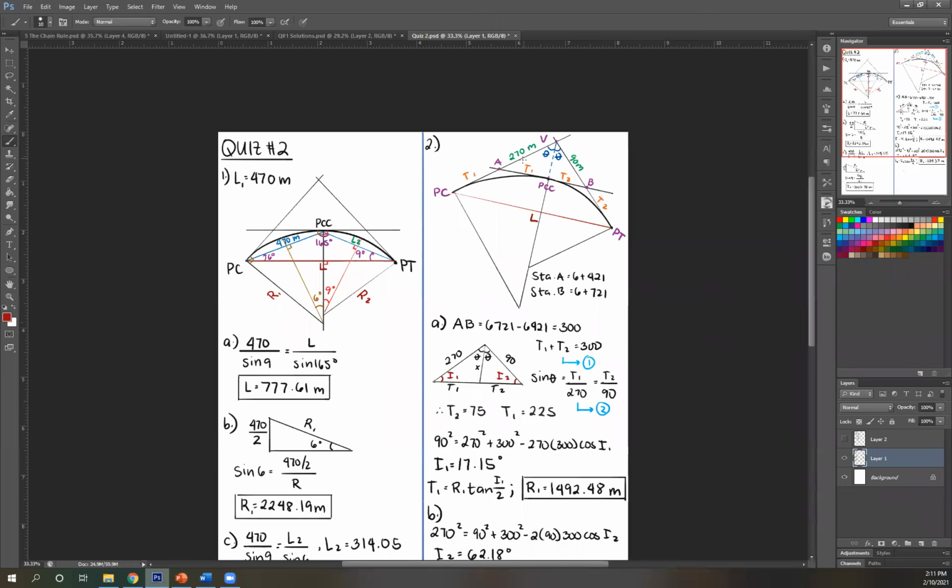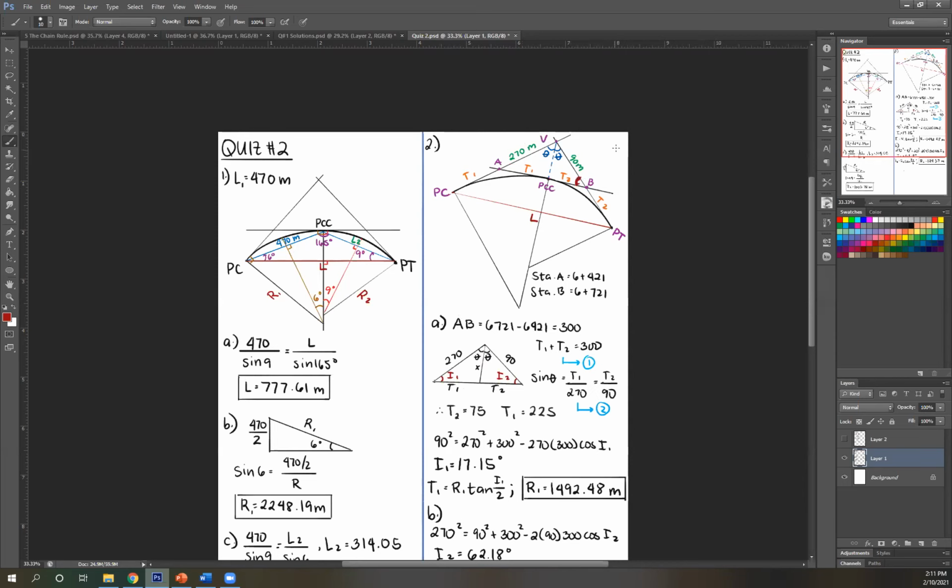Okay? So let's isolate this triangle right here, not a right triangle. So it looks like this. So now what we have here is this is your 270, this is your 90, this is your angle bisector. Let's call the length from your station B to PCC as X. And then if you look here, this angle is actually your angle of intersection for your simple curve 1. So that's why this is your I1.